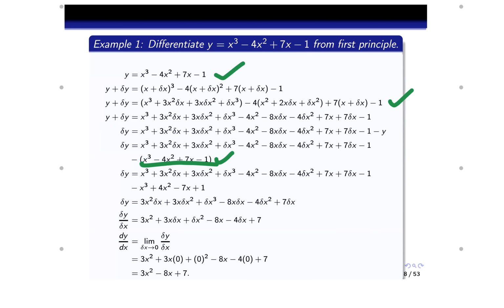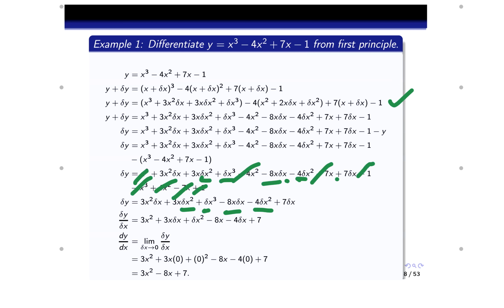And then the next thing is when you open this up, you have minus x cubed plus 4x squared minus 7x plus 1. And then things become sweeter. X cubed minus x cubed will go. 4x squared minus 4x squared will go. Minus 7x plus 7x will go. Plus 1 minus 1 will go. So what do you have left? You have 3x squared delta x plus 3x delta x squared plus delta x cubed minus 8x delta x minus 4 delta x squared plus 7 delta x. So things are getting tidier, right?